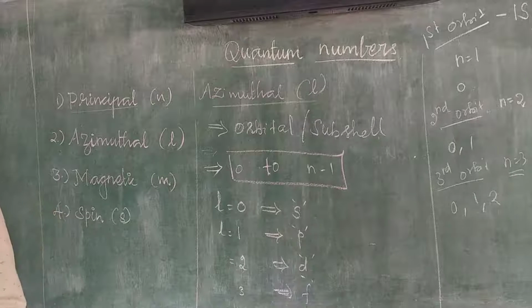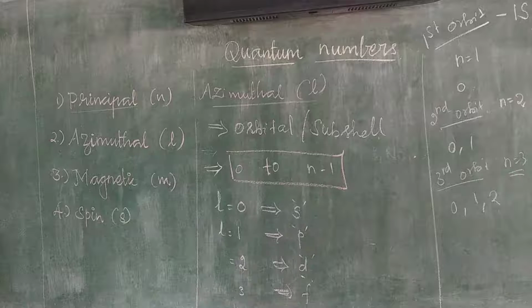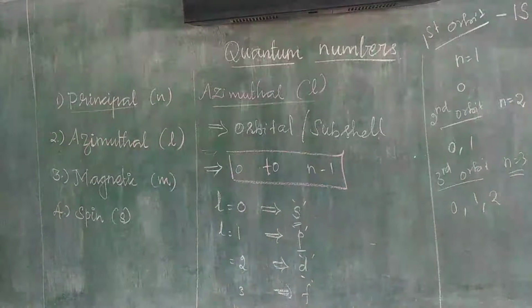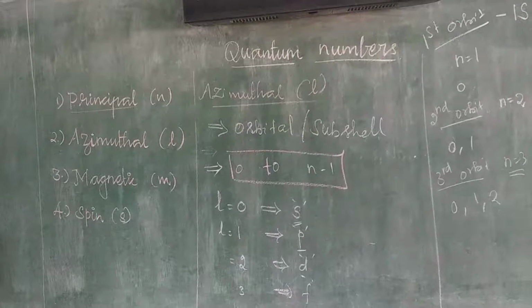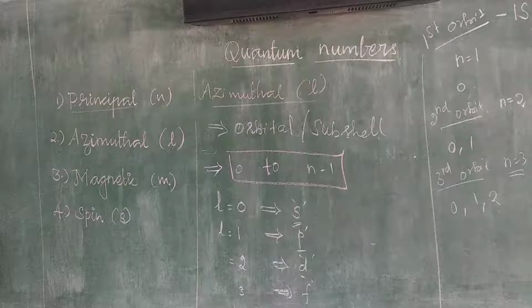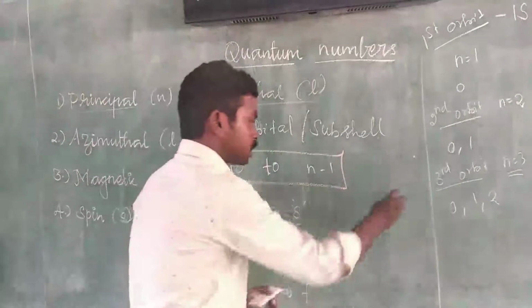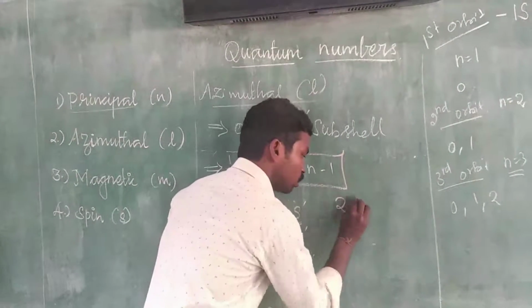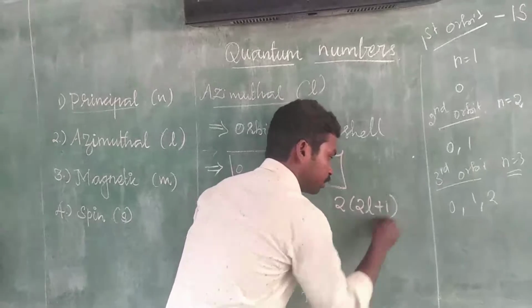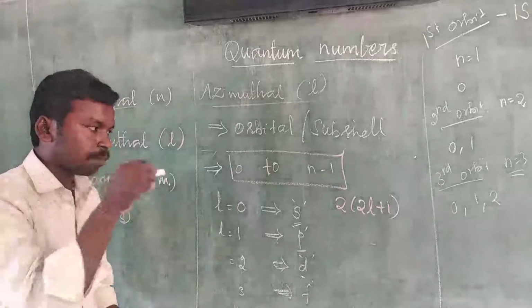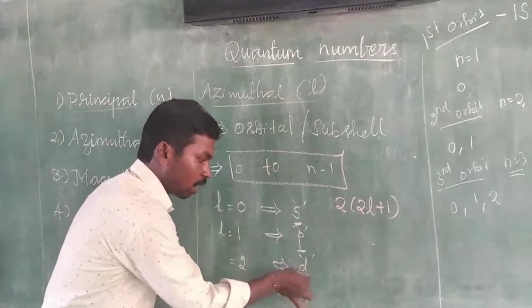Is there any doubt? Okay. And the number of electrons in the subshells, how many electrons are there in each subshell, can also be found using this l value. For that, we have another formula, that is 2 into (2l plus 1). By using this formula, we can find the maximum number of electrons in every orbital.